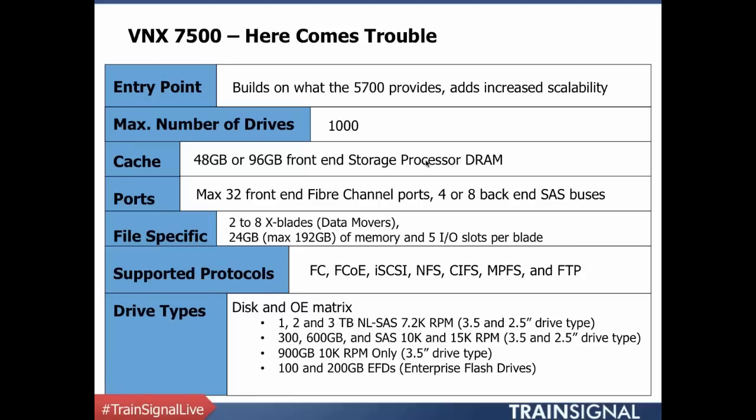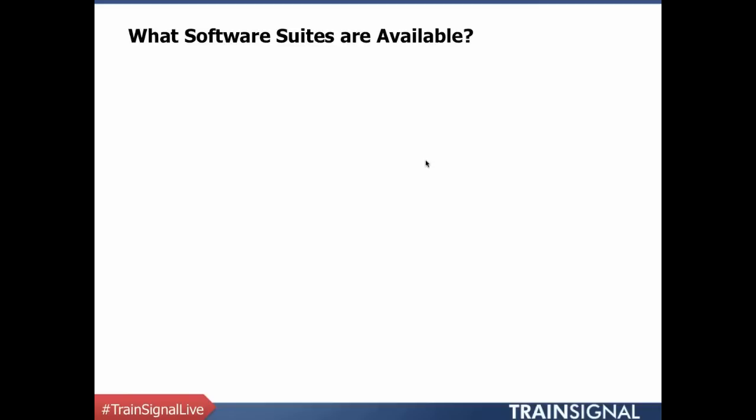So having 8 back-end buses, which provide that highway between your storage processors and your back-end disks, is hugely important. The file-specific portion is you can go anywhere from 2 to 8 data movers, and of course you can see the memory and the I/O counts per blade have increased as well. And then supported protocols are still the same right across every single line, and the drive types are the same as well. That is the physicality of the mid-range line.